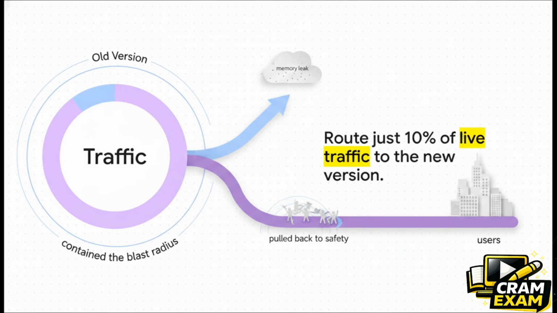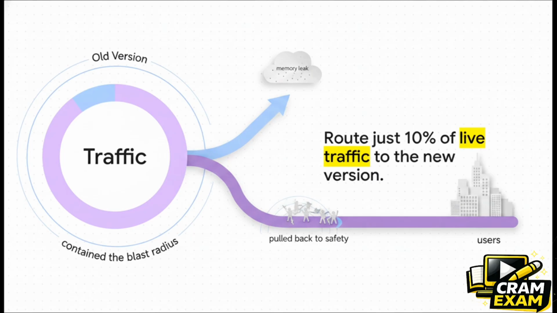Or what if you actually want to test the new code on your real users, but you want to do it very, very safely? Well, instead of a massive switch, you use traffic shifting. You might route just 10% of your live traffic over to the new version, while keeping 90% of your users safely on the old version. Think about the power of that.